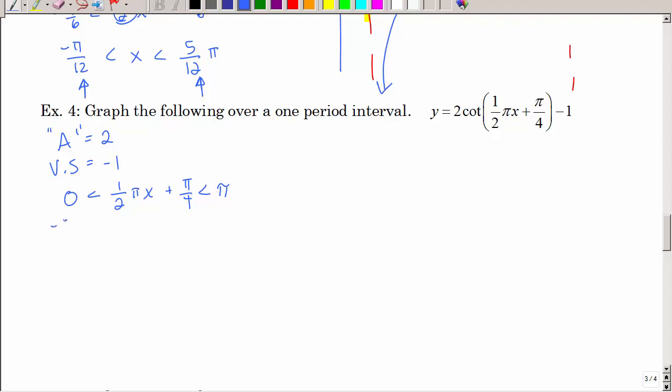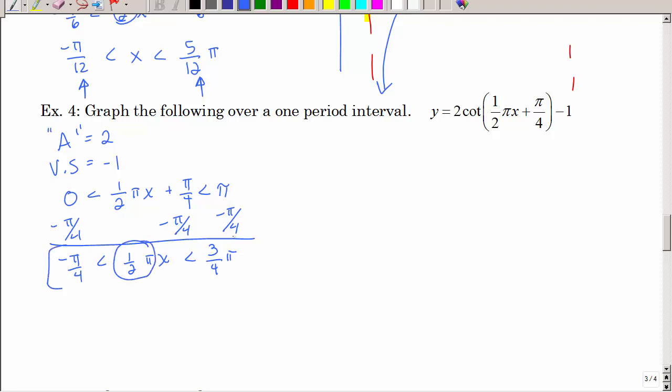So I'm going to subtract pi over 4. Then I'm going down. Look, that's interesting. So I'm going to multiply. I need to get x by itself. I'm going to multiply by 2 over pi. All right, so that's going to cancel out the pi's. I'm going to reduce that to just 1/2, and I'm going to reduce this to 3/2.